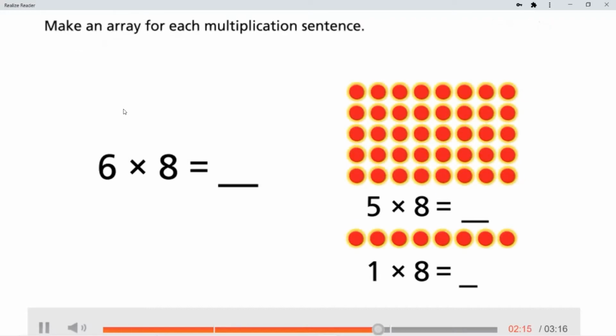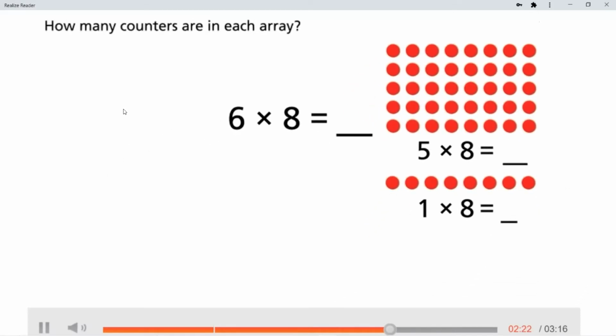Make an array for each multiplication sentence. How many counters are in each array? All right, so take a minute to think about your 5's facts. So skip count by 8 5 times. So 5, 10, 15, 20, 25, 30, 35, 40. So 5 times 8 is 40. And we know one group of 8 is just 8. So let's see what we're going to do next in order to find our total answer.